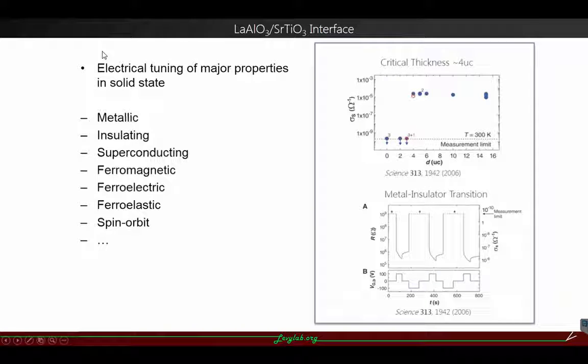For the lanthanum aluminate strontium titanate, there is a metal insulator transition when the thickness of LaAlO3 reaches a critical thickness, that is 4 unit cells. Above 4 unit cells, the conductance of the interface will increase dramatically. And also, this metal insulator transition can be tuned by applying gate voltage. If the gate voltage is positive, the interface will become conducting, and if the gate voltage is negative, it will become insulating.